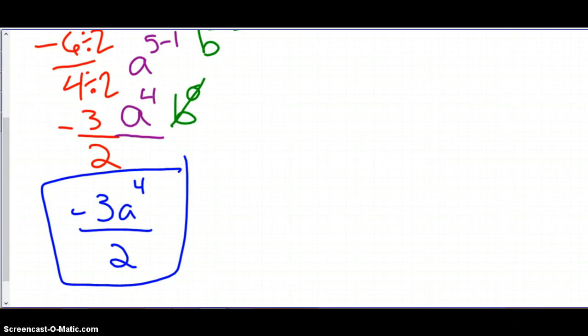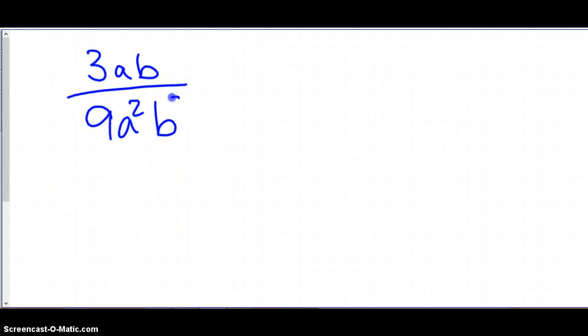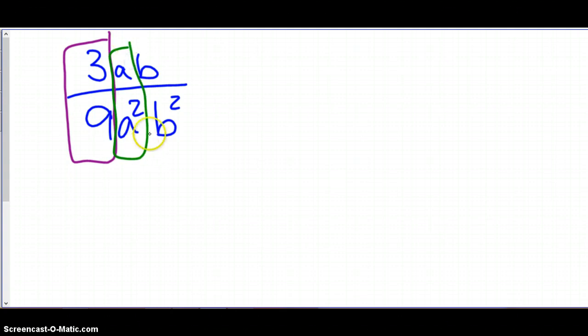Question 5 states 3ab over 9a squared b squared. So again, we kind of do piece by piece. 3 over 9 would go together because they're just regular numbers. A over a squared would go together because they're both a's, and b over b squared would go together.